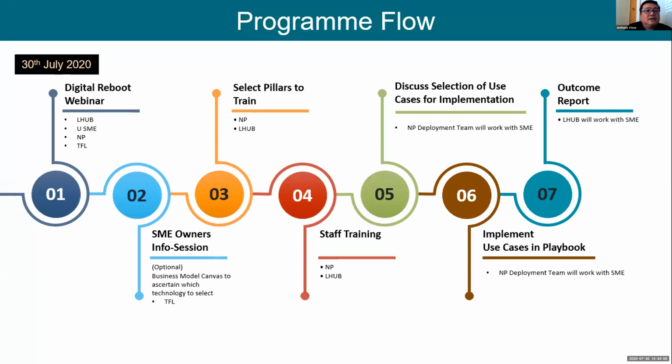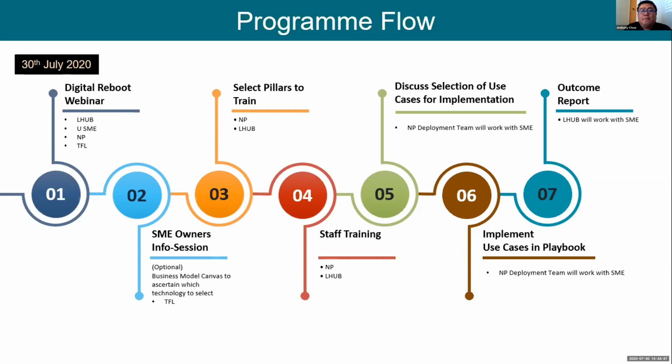This is my last slide. Today, 30th, you are having this digital reboot webinar organized by 4 of us, 4 partners. And for some of you who are still figuring out what track should I do, we have this SME info session. This is optional. What we'll do is there'll be a business model canvas exercise to ascertain which technology to select. This is to be done by the FinLab UOB. And assuming that you already know what you want to do, you select the pillars to train. 2 of the pillars are to be trained by Ngee Ann Poly, and Learning Hub is doing 3 pillars. And after you have selected, you go for the respective training.